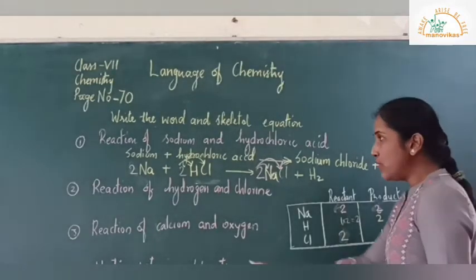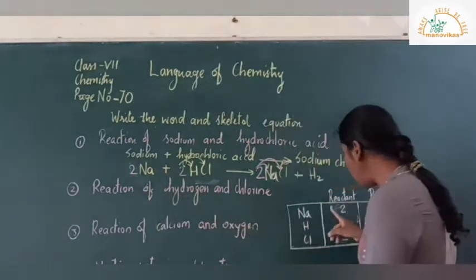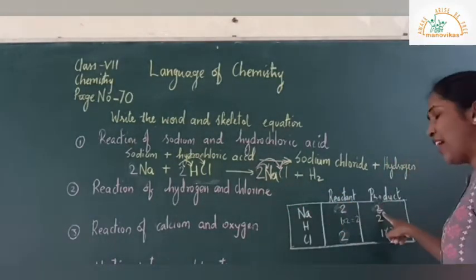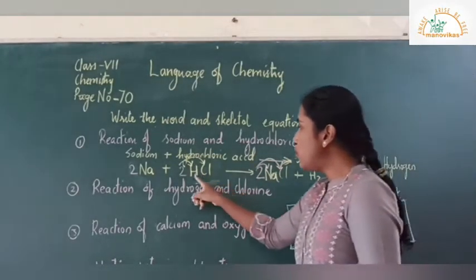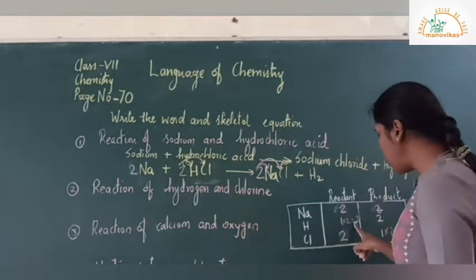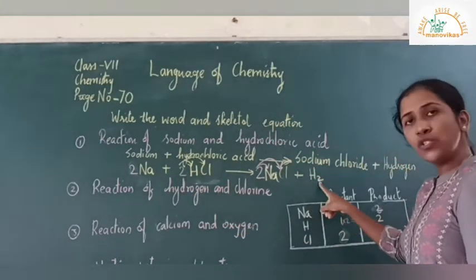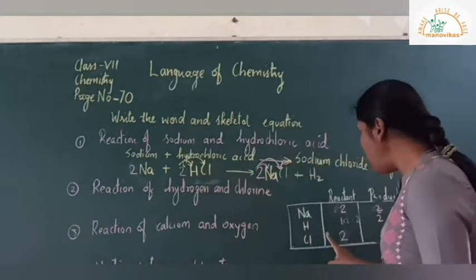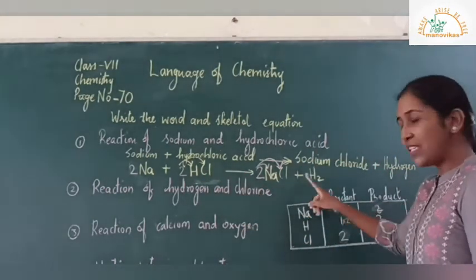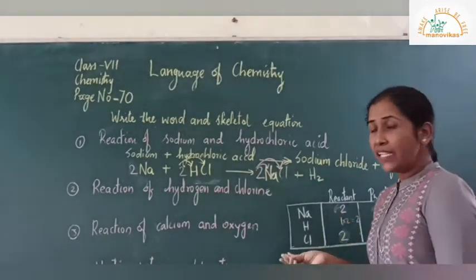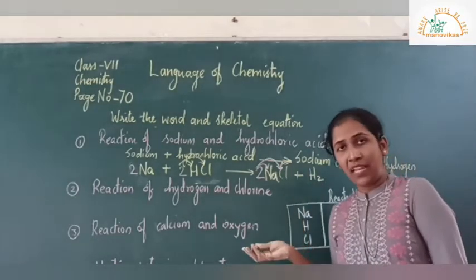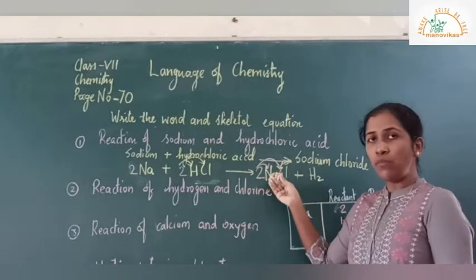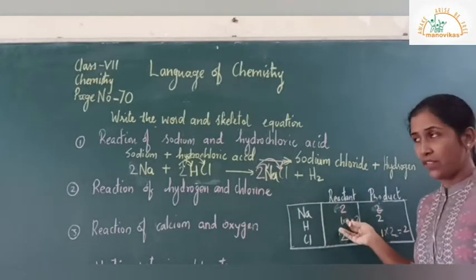So let's check again. Sodium on the reactant side is 2. On the product side, sodium is 2. Here also I have put 2. Hydrogen on the reactant side is 2, and hydrogen on the product side is also 2. Chlorine is 2, and chlorine on the product side is also 2. So you can say that this equation is balanced. You can either write the equation in this form or else you can follow this method.